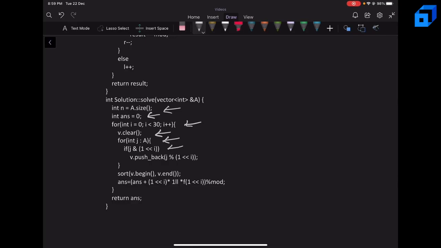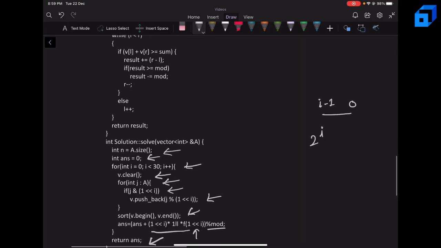If the ith bit is set in our element, we append a[j] modulo 2 raised to i, because a[j] modulo 2 raised to i will contain only the first i bits, that is bits from 0 to i minus 1. And now we'll sort our vector and then we'll find the number of pairs in this vector whose sum is greater than or equal to 2 raised to i. And if there are, let's say, k pairs, we will add 2 raised to i into k to our answer. We also have to take modulo 10 raised to 9 plus 7 in order to avoid overflow. And finally, we'll return answer.